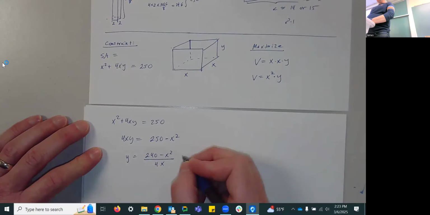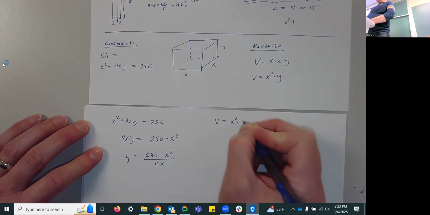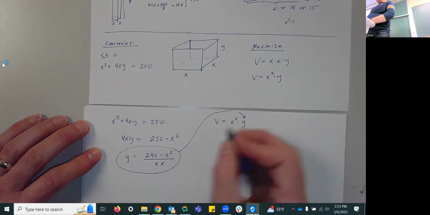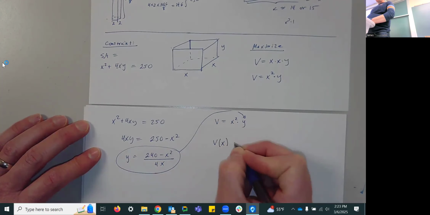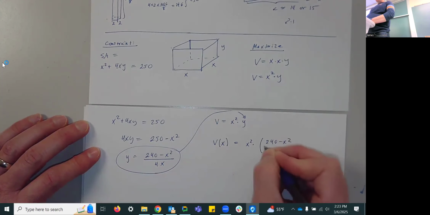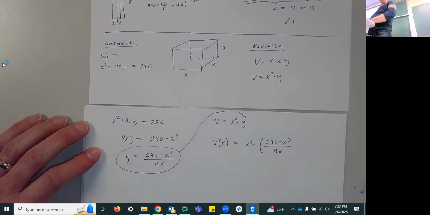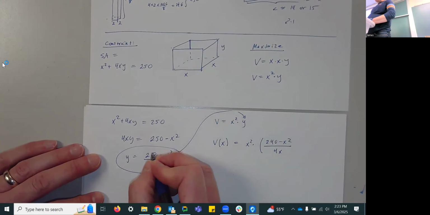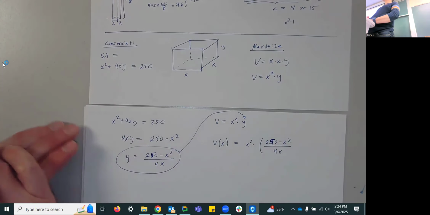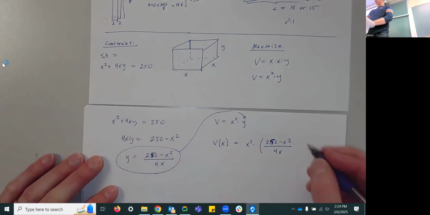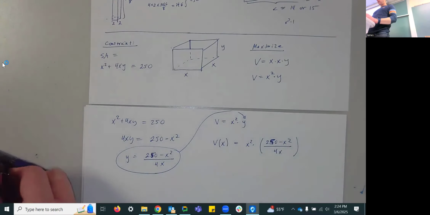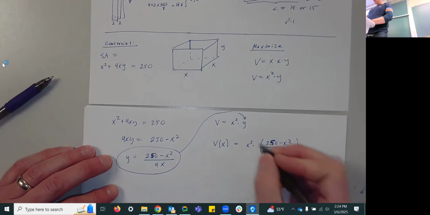So now our volume equation, which was x squared times y, we're going to plug this expression in for y, and we're going to get that our volume now as a function of just x is equal to x squared times 240 minus x squared all over 4 times x. How did my 5 turn into a 4? I don't know. Magic of making mistakes. Sorry, 250 divided by 4. And the reason I didn't divide that through is because we can cancel an x in the denominator with one of those x's there.